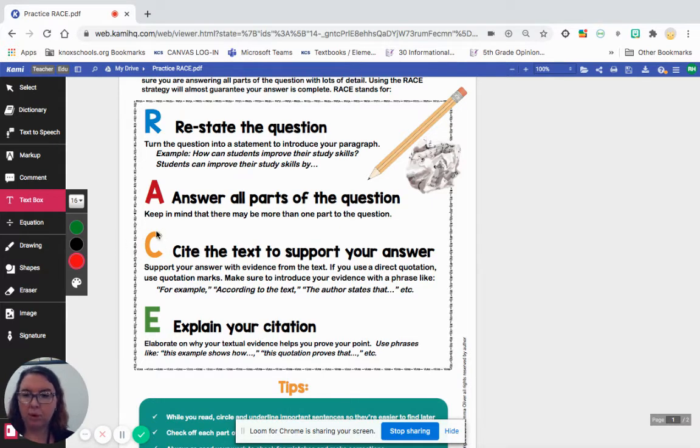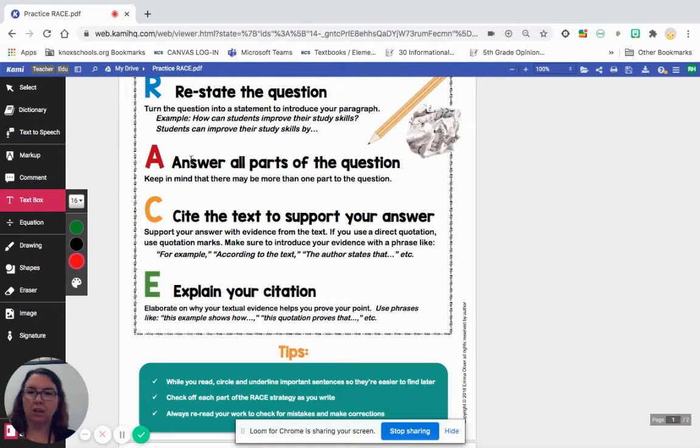C is where we cite our evidence, and then the E sentence is where we explain the evidence we've given. We have to make a connection between that evidence and our original answer. This sentence might start with, this example shows, or this text evidence proves. All of these different starters connect your answer with your text evidence. That's just a little review of what each letter stands for.